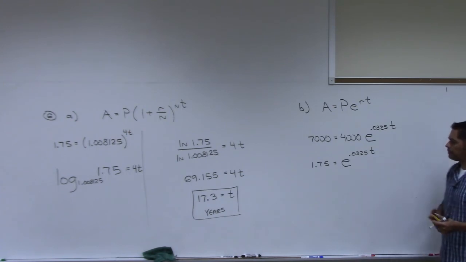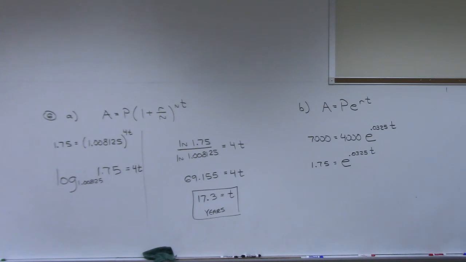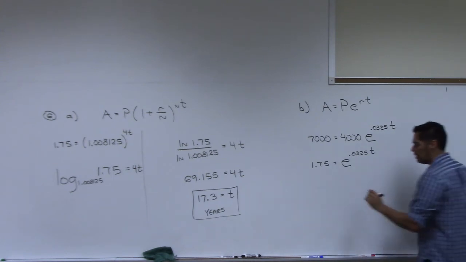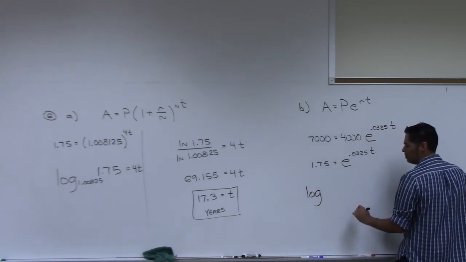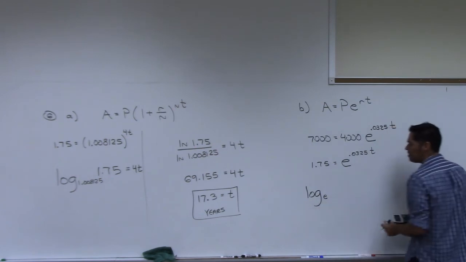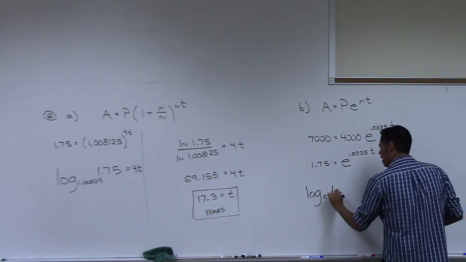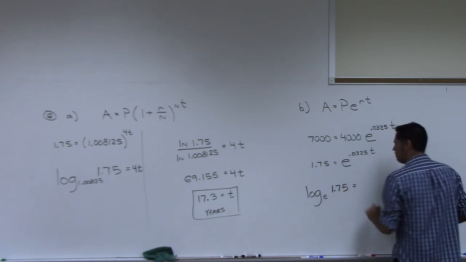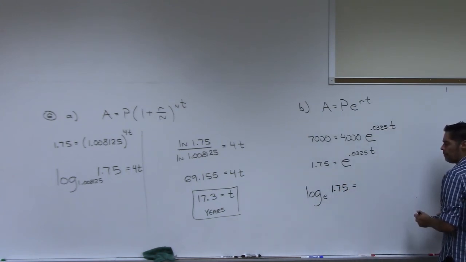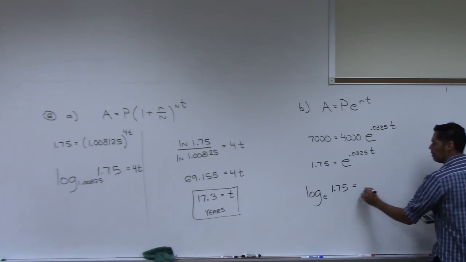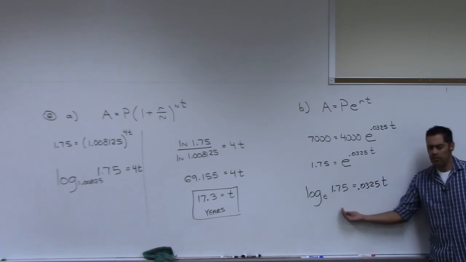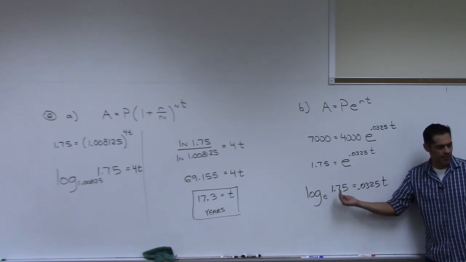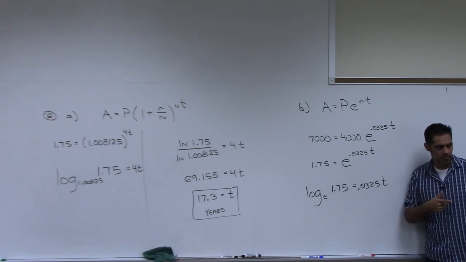Now what? Yeah, do log form, so do the loop. So my loop is going to be log base what? What's the base of the log? E. And then what goes inside the log? 1.75. And what's on the other side? Equals what? 0.0325t. Double check it. E raised to this power is 1.75, right? Sure? Okay.